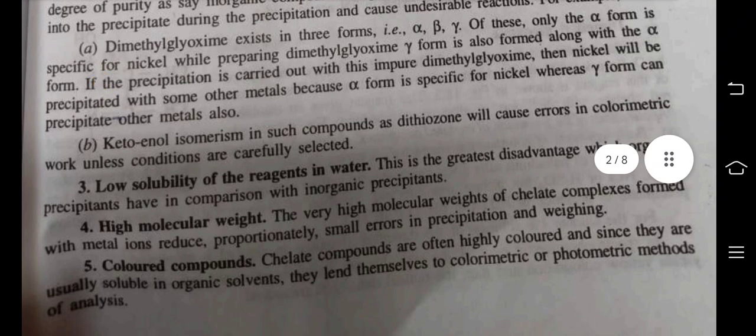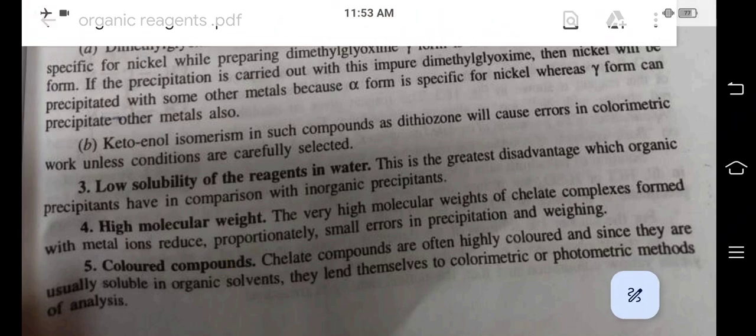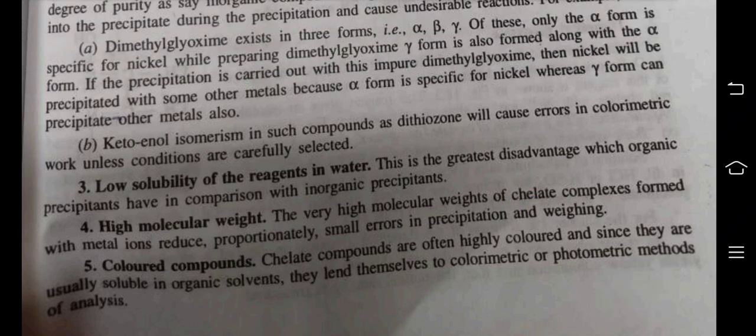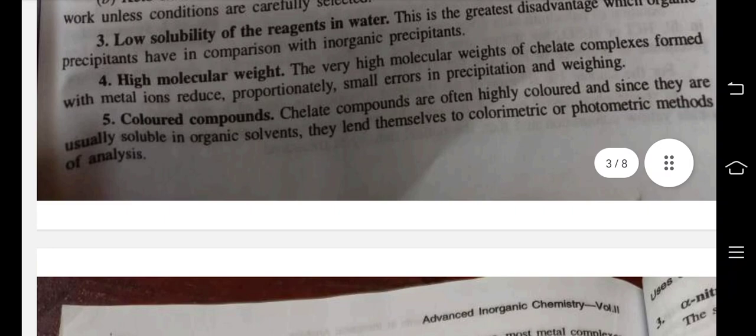Next is keto-enol isomerism in such compounds as dithizone will cause errors in colorimetric work unless conditions are carefully selected. Third is low solubility of the reagents in water. This is the greatest disadvantage which organic precipitates have in comparison with inorganic precipitants. Fourth is higher molecular weight. The very high molecular weights of chelate complexes formed with metal ions reduce proportionality, small errors in precipitation and weighing. Next is colored compounds.